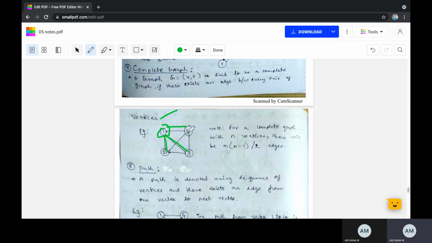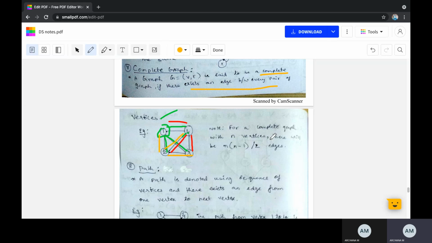Now you take 4. 4 is connected to 1, 4 is connected to 2, 4 is again connected to 3. So now from 4, to all of the remaining vertices there is a connection. You take another vertex, 2. 2 is connected to 1, 2 is connected to 4, 2 is connected to 3. Apart from itself, it is connected to all other nodes. This is what a complete graph is: a graph which has an edge between every pair of vertices.